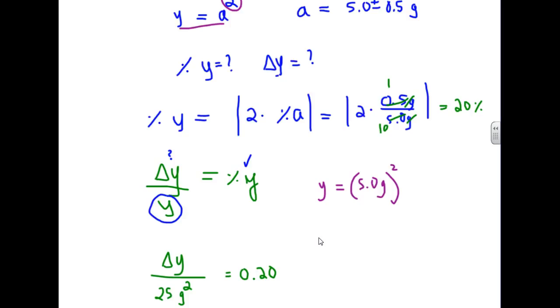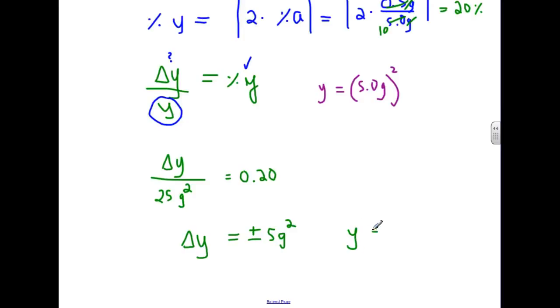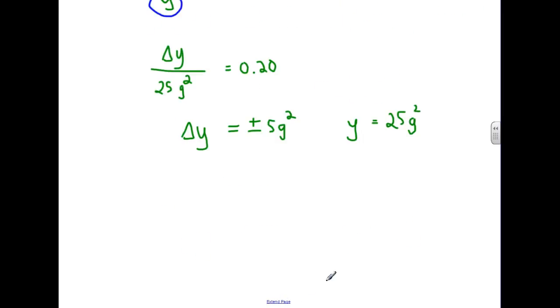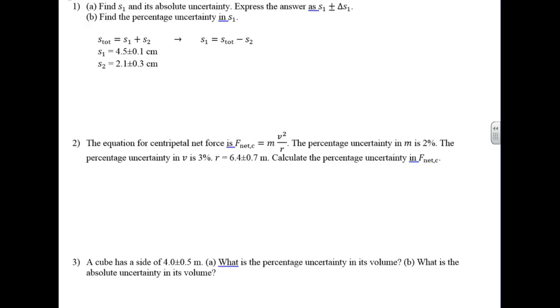Now, remember how we said earlier that y was 25 square grams? The way we usually express our final answer with this sort of thing, one of the ways we can, is by saying y is equal to y and its uncertainty: 25 grams squared plus or minus 5 grams squared. And after we do that, we have to check and see, have we rounded everything correctly? Yes, this has 1 sig fig, and yes, they are both rounded to the same place, which is the units place in this case. Now, I want you to spend some time working on this practice.